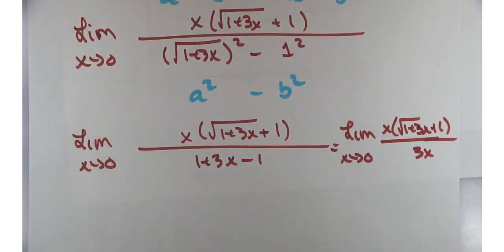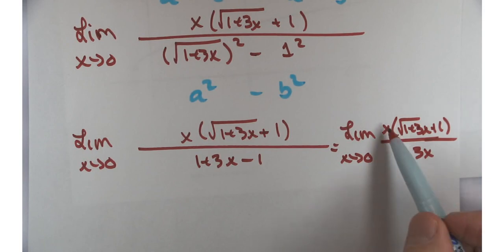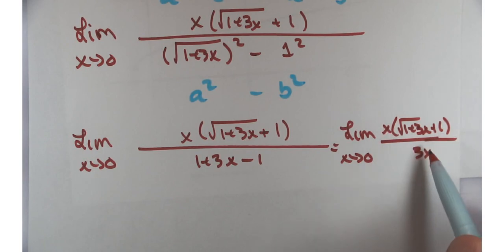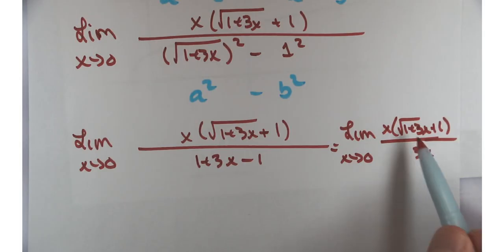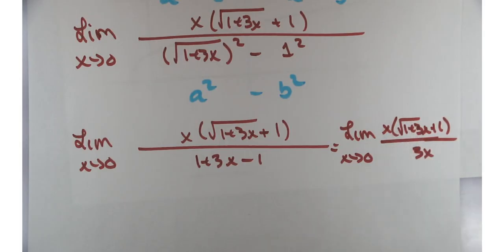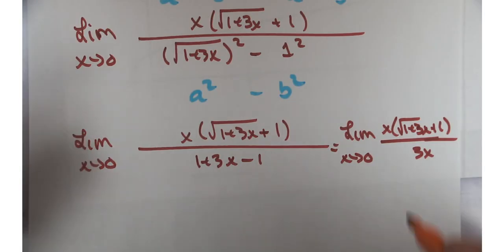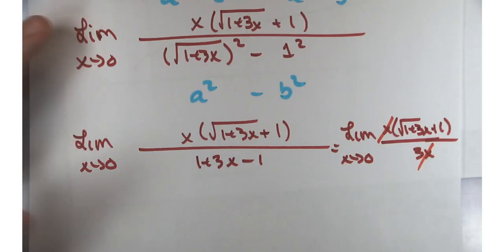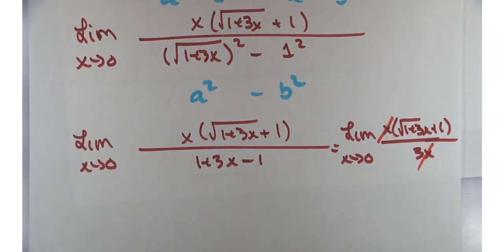If you tried plugging in the limit now, it still wouldn't work, because you'd have a 0 times whatever in the numerator and 3 times 0 in the denominator. You'd have 0 over 0. But we're so close. Factor out the x's? Yeah, let's cancel out the x's, right? And that's the whole point of what we did, being able to get rid of the problem child in the denominator, which is that 0 that we get.